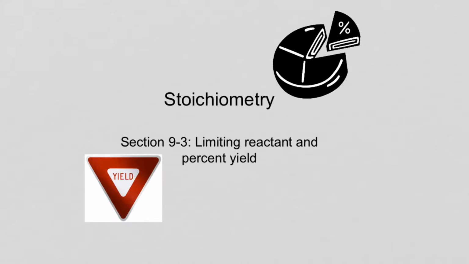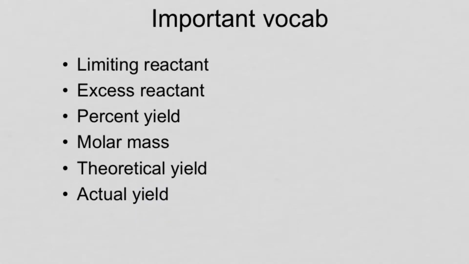Hello, this is Stoichiometry section 9.3 where we look at real-life chemistry and actually how it could relate to your everyday life. So some important vocab: limiting reactant means that's the one that's going to run out first. Excess reactant is any reactant that is left over once that limiting reactant has been used up entirely.